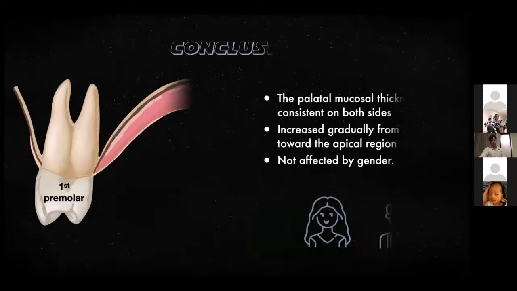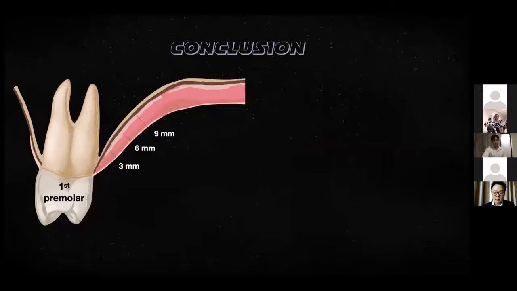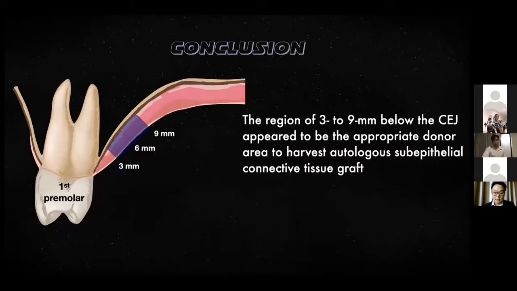In conclusion, the palatal mucosal thickness was consistent on both sides and was not affected by gender. In addition, the palatal mucosal thickness increased gradually from CJ towards the apical region. An adequate quantity of palatal mucosal thickness can be acquired from the area 3 to 9 millimeters below CJ from the first premolar area.